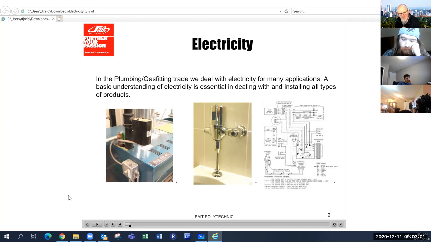But the three things you see on the screen, the one on the left is a low water cutoff for a boiler. The one in the middle is a flush valve for a urinal. And the one on the right is a wiring diagram for a furnace. And that's a forced air furnace. So any one of these, as plumbers and gas fitters, as we get farther along in the trade, we should be able to understand these things and then repair these particular products or replace. This is part of what we do, okay?